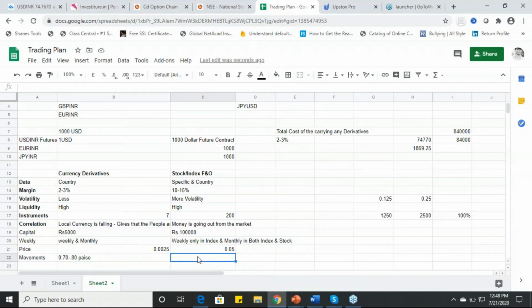Whereas in an index, the price movement is somewhere around 5 to 10% at maximum. Otherwise, it goes to the upper circuit and reaches the market wide position limits. That's the price movement of currency. But here the price movement is somewhere around 70 to 80 paisa, which is like 1 or 2%. That 1 or 2% movement in the currency can bring you lots of money. So that's the basics of the currency.